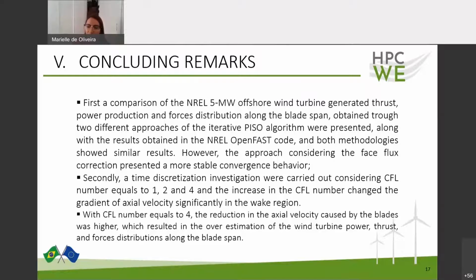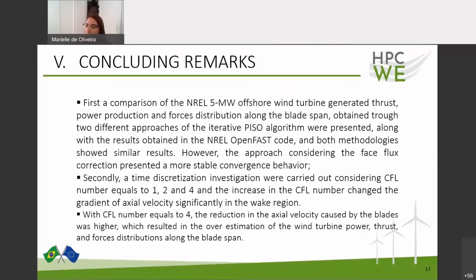Secondly, a time discretization investigation was carried out considering CFL numbers equal to 1, 2, and 4, and the increase in the CFL number changed the gradient of the axial velocity significantly in the wake region. In addition, the discrepancies between the CFD and OpenFAST results for the prediction of the distributed forces were more significant when the blade of the wind turbine was crossing in front of the tower, due to the transient effects caused by the tower influence.